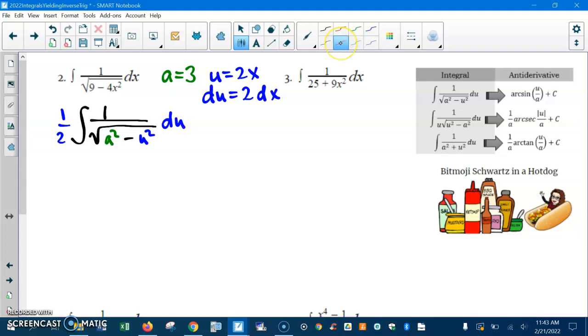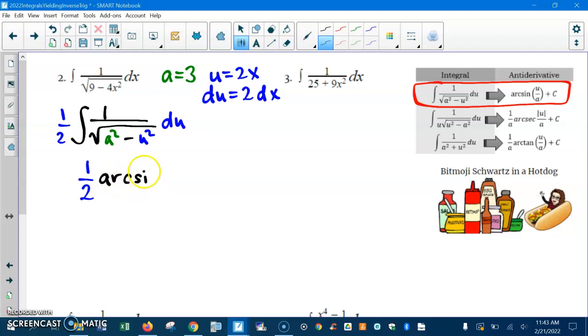So I see that this integral generally has the look and the form of this one on the first row here, which will turn into an antiderivative of an inverse sine function. So this 1/2 gets carried down in front, and I end up with 1/2 times the inverse sine, or the arc sine, of u, which is 2x, over a, which is 3, plus c.